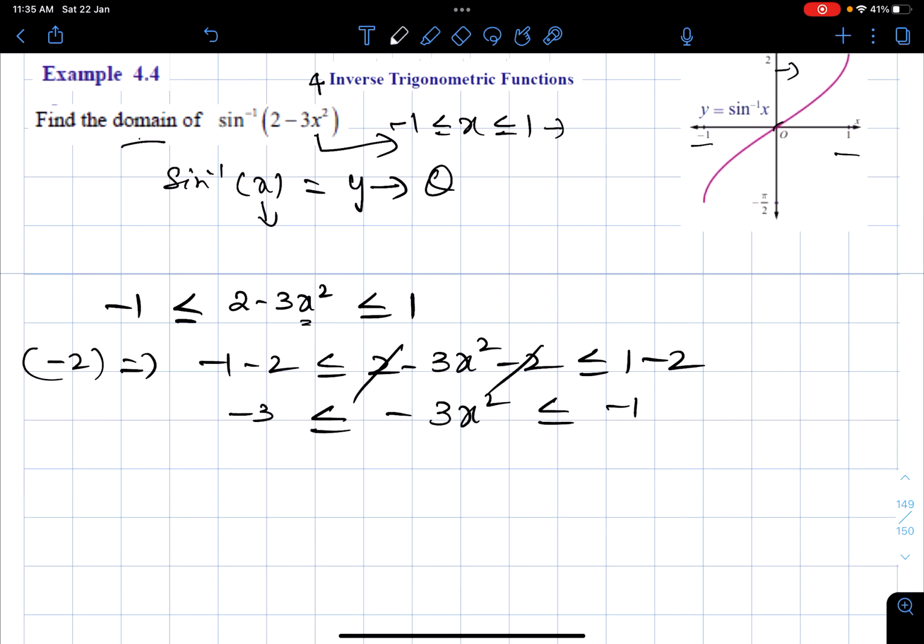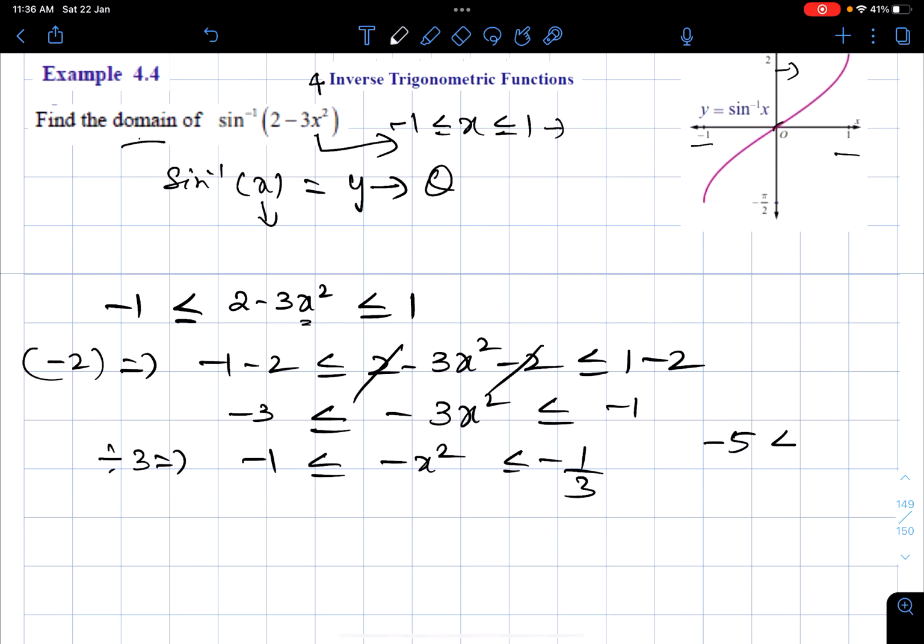Now we have to divide throughout by 3. So you will get minus 1 less than or equal to minus x square less than or equal to minus 1 by 3. Next, because you want only x, you are going to divide by minus 1. Before dividing by a minus, suppose you have something like this: minus 5 is less than 7. Now divide by minus. When you divide by minus, this 5 becomes plus 5 and this 7 becomes minus 7.